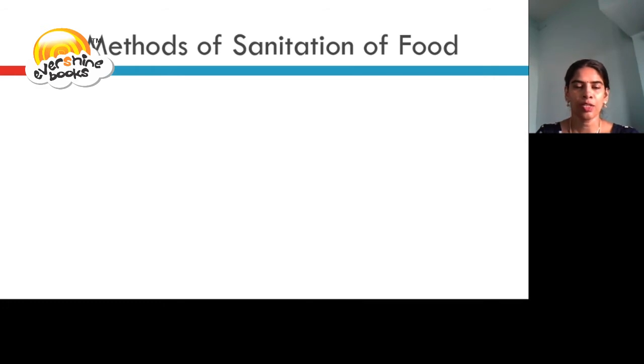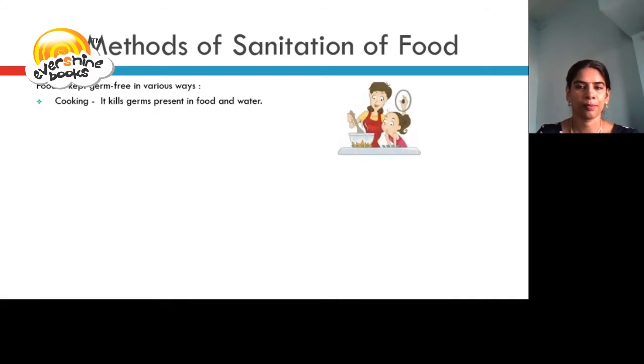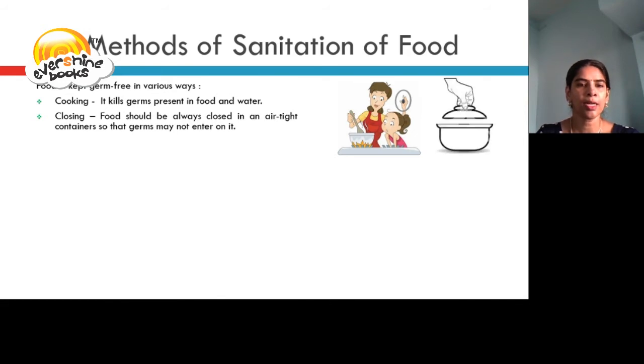Let us learn the different methods of food sanitation. Food is kept germ-free in various ways. The first method is cooking. It kills germs present in the food and water. The second method is closing. Food should always be closed in an airtight container so that germs may not enter it.